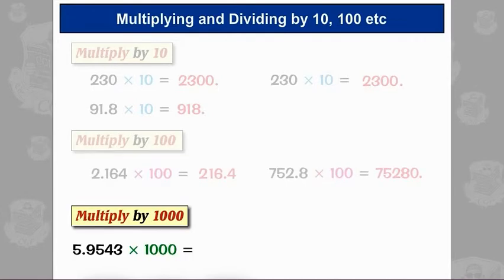Right, what about multiplying by 1,000 then? Here we go, here we've got a number, multiplied by 1,000. This time we want to move the decimal point three places. So if we go here, we're going to move it 1, 2, 3 places. We get the answer 5,954.3. Here's another example. Again, move that decimal point three places. 1, 2, 3. And we found some gaps here, so we've had to fill those with zeros. We got the answer 27,300.